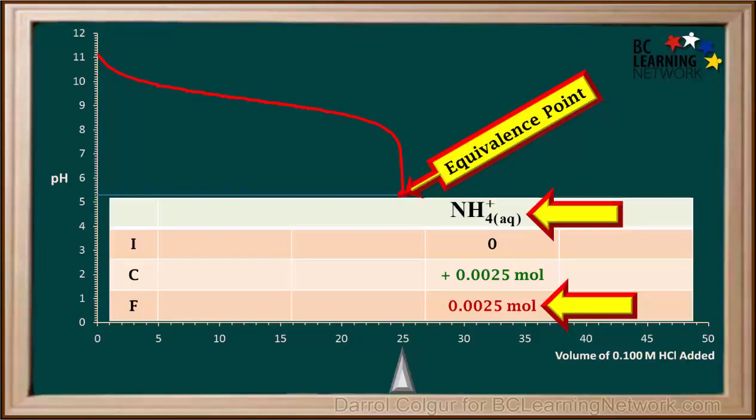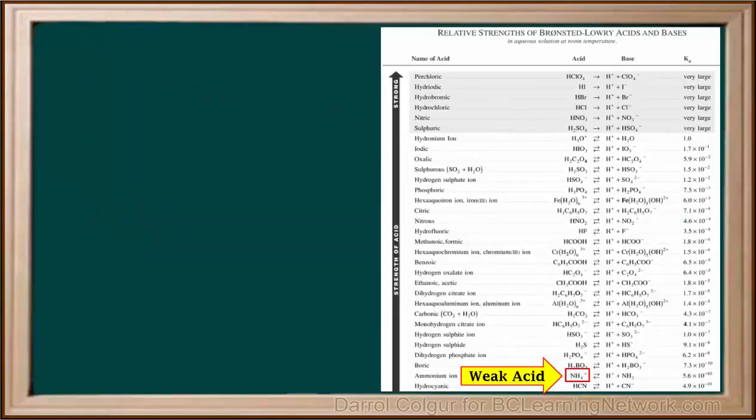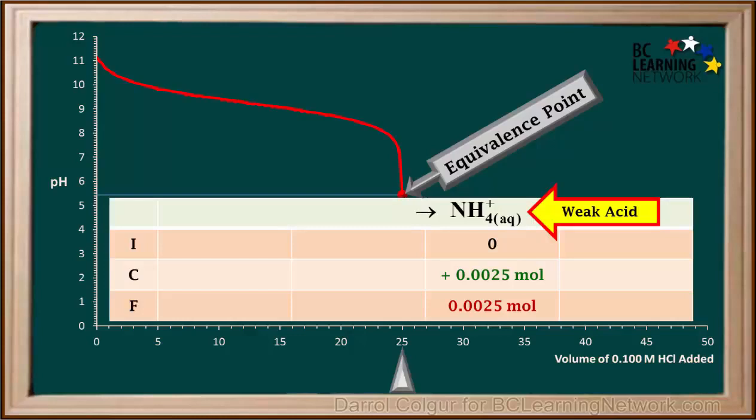So at the equivalence point, the only thing we have that can affect the pH is 0.0025 moles of NH4+ ion. Looking on the acid table, we see that the ammonium ion, NH4+, is a weak acid. So at the equivalence point, the only species remaining that can alter the pH is a weak acid, which means that the pH at the equivalence point is below 7.